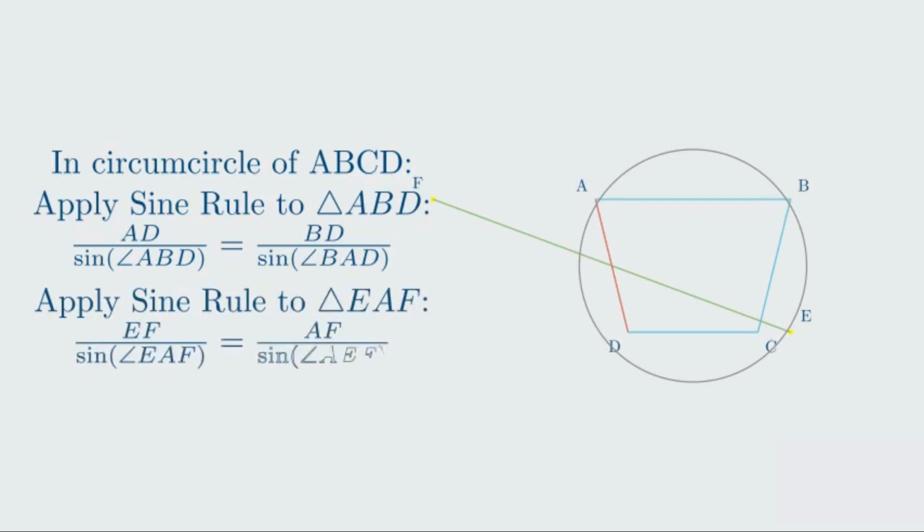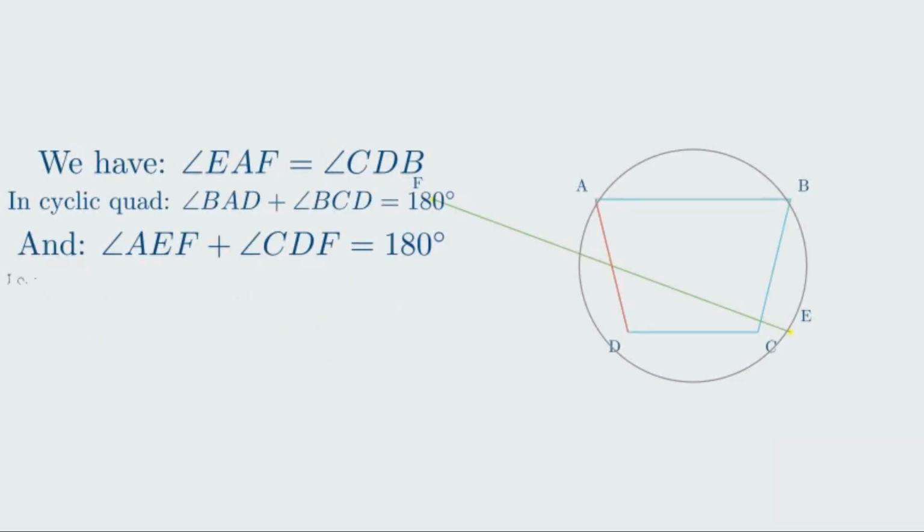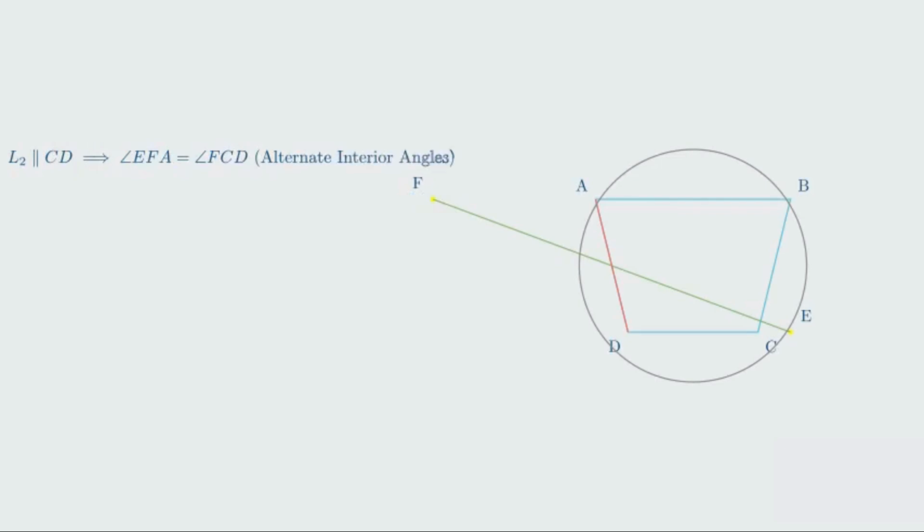We have already established that angle EAF equals angle CDB. Also, ABCD is a cyclic quadrilateral, so the opposite angles add to 180 degrees. Thus, angle AEF equals 180 minus angle ABD. This means sin AEF equals sin ABD. Let's focus on the angles. Line L2 is parallel to CD, so angle EFA is equal to angle FCD.